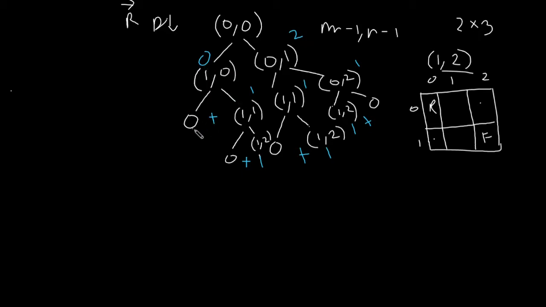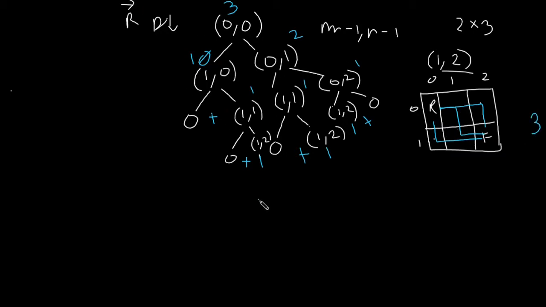So this will be 1, because we are summing 0 plus 1, right? So 1 plus 2 will be 3, right? So there are three unique paths. Let's see what those paths are. If you consider this, this is one of the paths, right? We can consider this also to be one of the paths. Similarly, we can consider this, this, and this also one of the paths. So there are three paths, right?